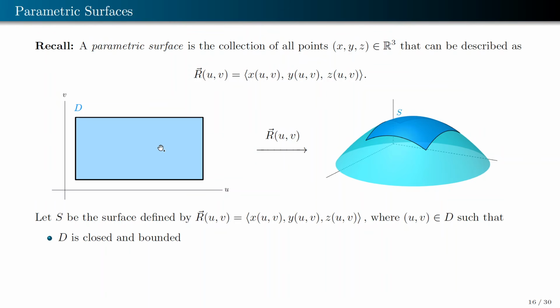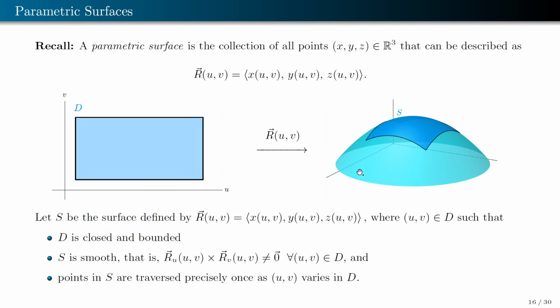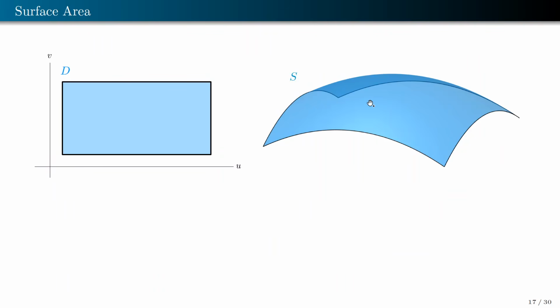na yung D is closed and bounded. This portion S is smooth. In other words, R_u cross R_v is never the zero vector for all (u,v) in the region D. And points in S are traversed precisely once as (u,v) varies in D. Ibig sabihin lang nun, yung S natin, itong surface na to, does not overlap itself so that walang double count na surface area. Okay, so we will derive a formula for the surface area for such a scenario.